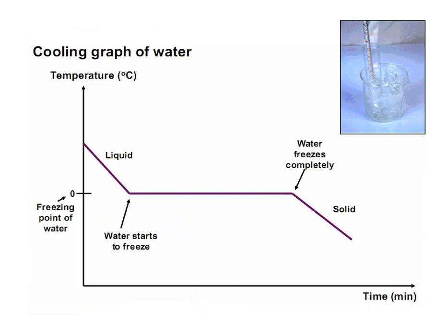So this is the cooling graph of water. When we look at the graph, it is liquid, and then the water starts to freeze at 0 degrees Celsius. And then the water freezes completely and turns into solid.